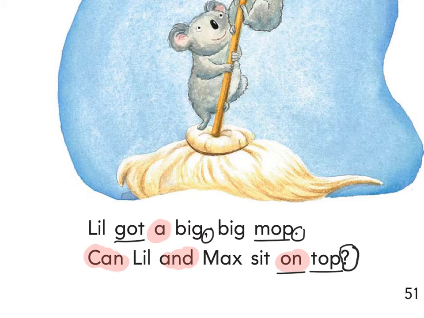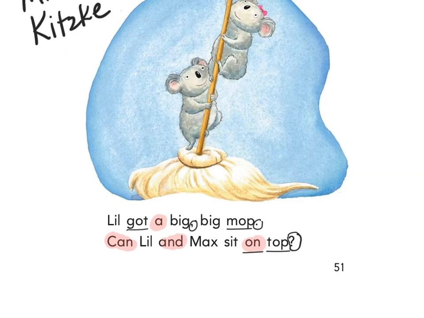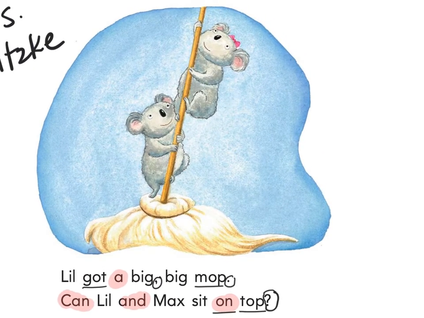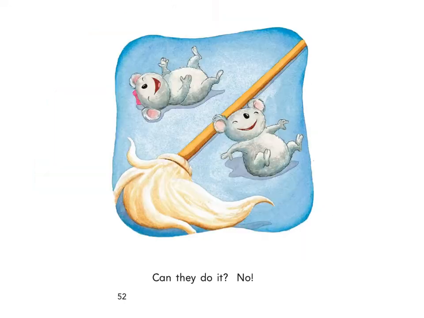Are you ready? Fingers ready? Lil got a big, big mop. Can Lil and Max sit on top? Oh, so now they got a big mop. But who's Lil, do you think? The girl. I'm going to give her a Lil label. You don't have to, but you can if you want to. And this guy's name is Max. Okay, we're going to label them. You don't have to. You can if you want to. And then turn the page.